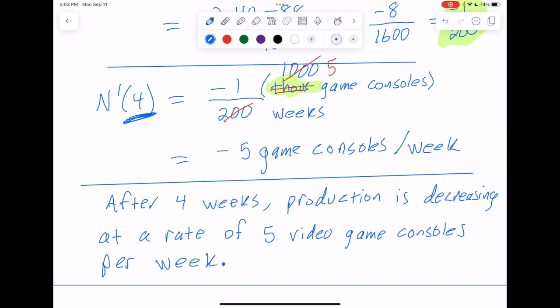If it had been a positive slope, production would be increasing. Since it's a negative slope or negative derivative, it's a decrease, so that's why we're talking about a decrease right there. And then we looked at the units to say that that's a rate of 5 video game consoles per week, using the units that were provided in the problem. All right, that wraps up section 3.5.